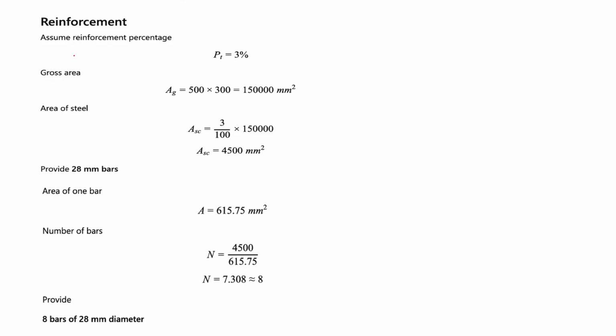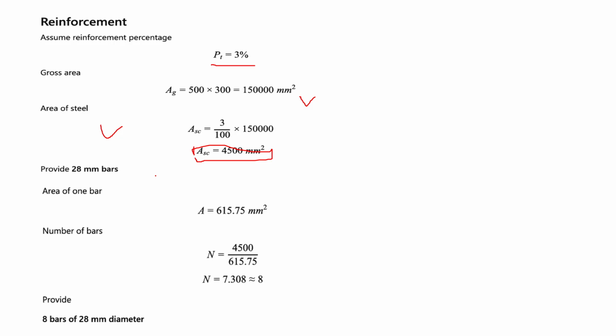So what you have to do? Again, you have to find out the reinforcement. Now it's easy. Percentage of steel you have assumed is 3%. Gross area is 500 cross 300, that is 150,000 mm square. So the area of the steel you will find is 4500 mm square. So you provide 28 mm bars.